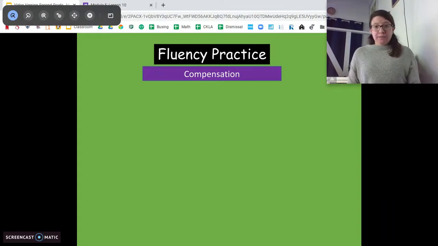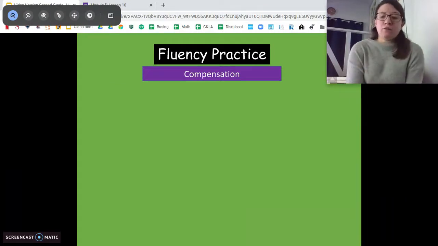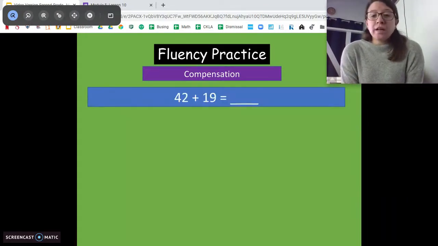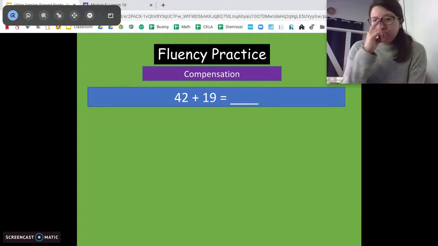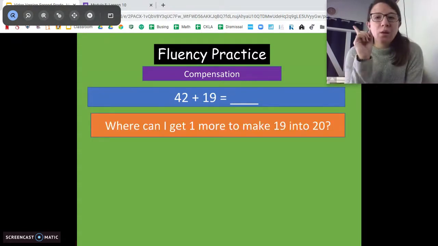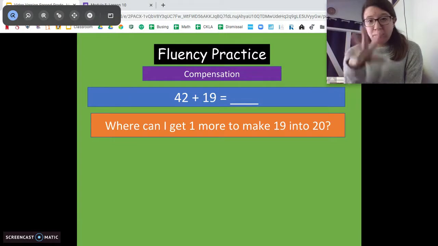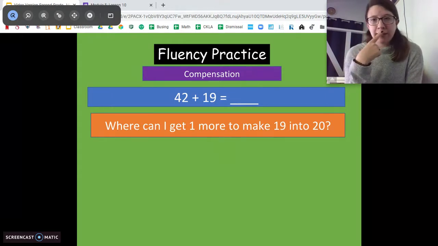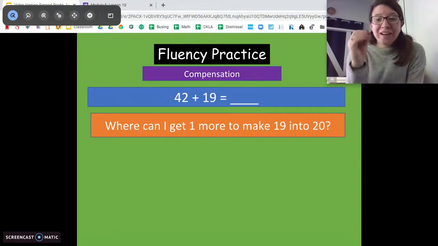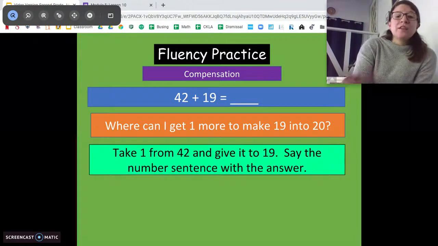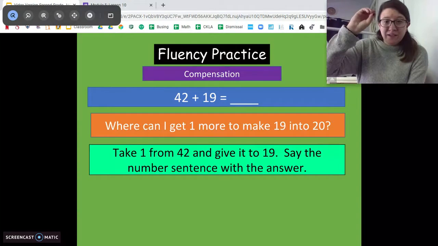We're going to do some fluency practice, okay? This we can just talk back and forth. Okay. 42 plus 19. Don't solve it. Where can I get one more to make 19 into 20? Can I just grab one from thin air and put it into the problem? No, right? Where can I get one more to make 19 into 20? Good, I can get it from that 42. So I can take 1 from 42 and give it to the 19.